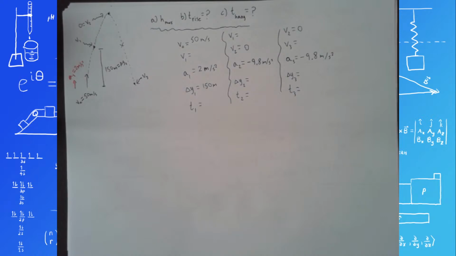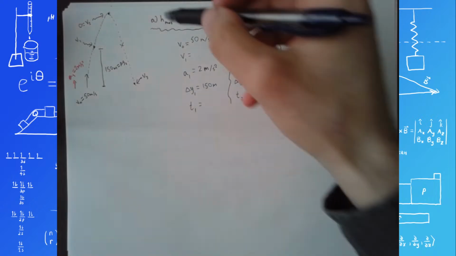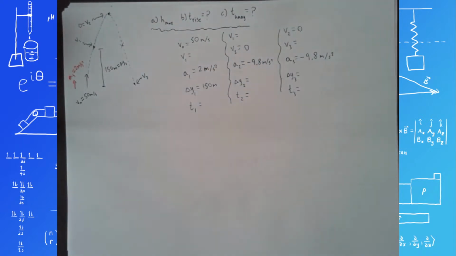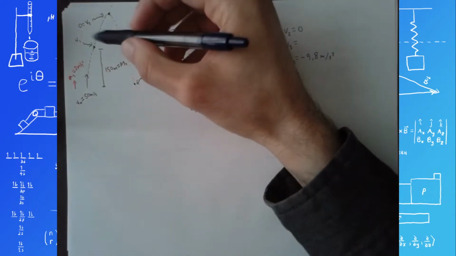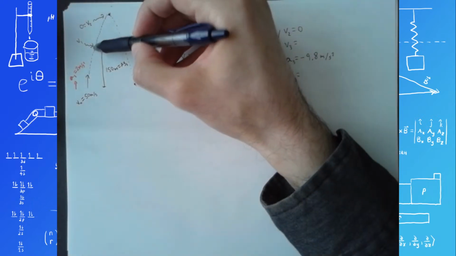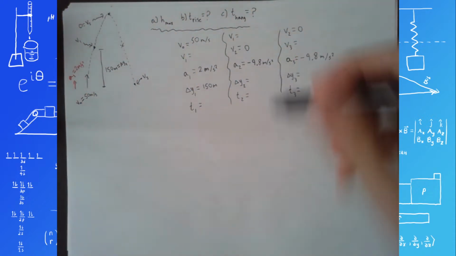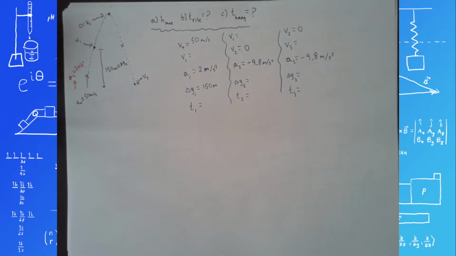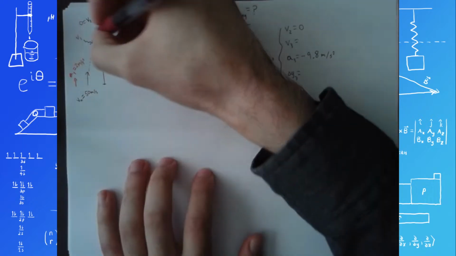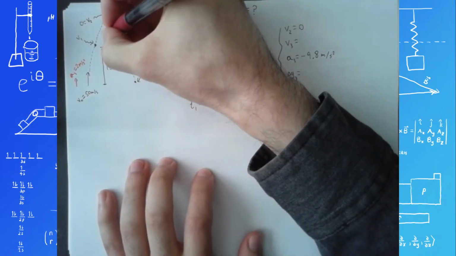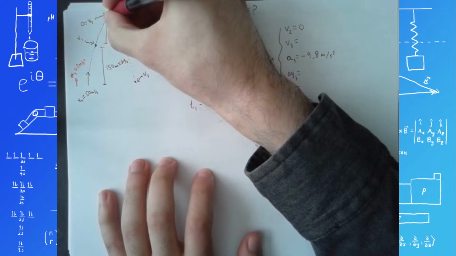Okay. So, we need to calculate, first off, the maximum height that is reached by this rocket. And to do that, we need to figure out the change in height from this point to this point. That is, we need to find delta y2. We are looking for delta y2.